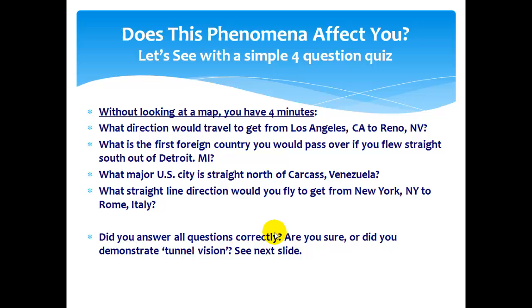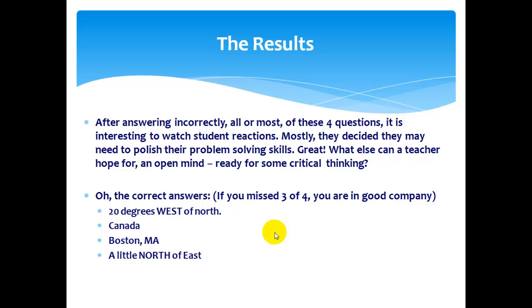Did you answer all the questions correctly? Are you sure? Or did you demonstrate tunnel vision? The results: after answering incorrectly all or most of these four questions, it is interesting to watch student reactions. Mostly they decide they may need to polish their problem-solving skills. Great! What else can a teacher hope for? An open mind, ready for some critical thinking. Oh, the answers: 20 degrees west of north, Canada, Boston, Massachusetts, and a little north of east.